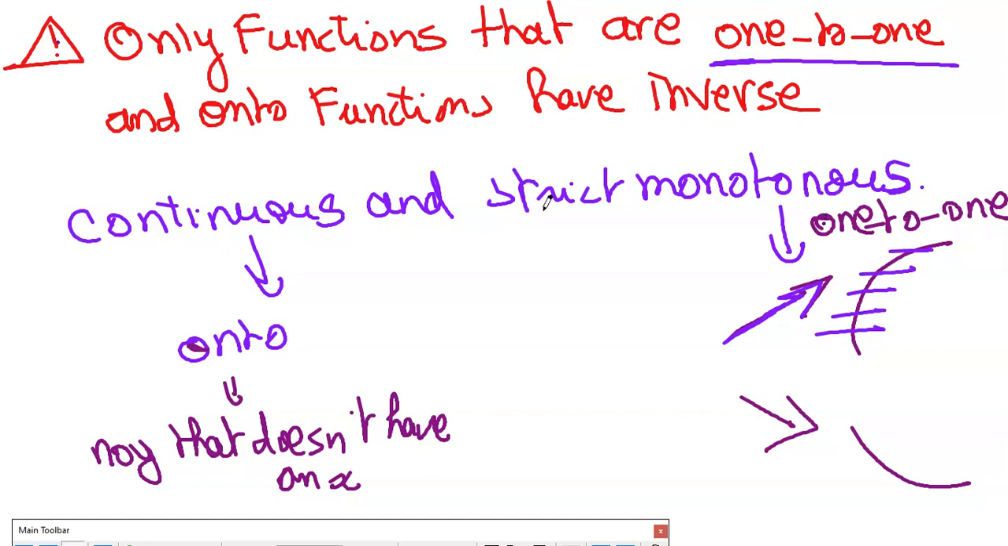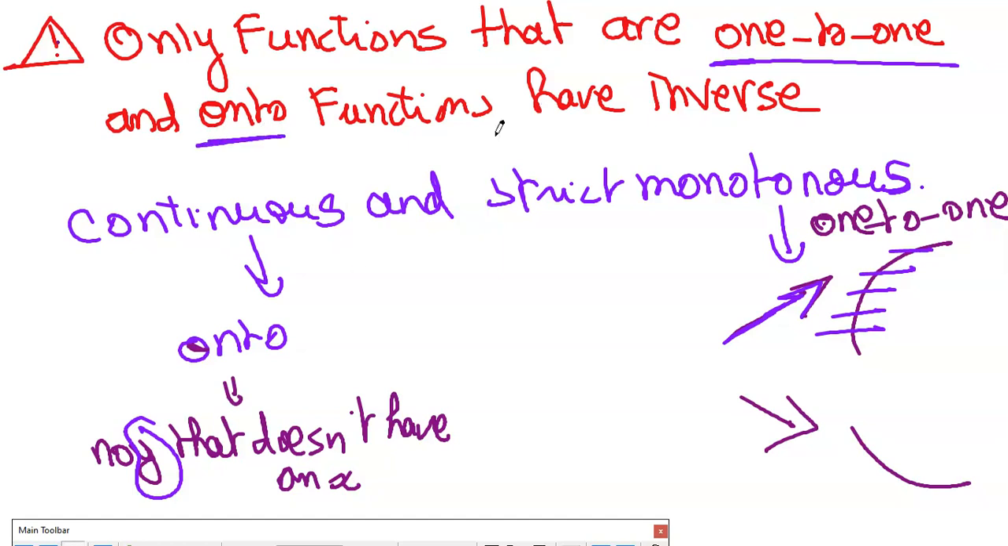So a strictly monotonous function has an inverse, and it should be not just strictly monotonous, but also continuous. What does onto mean? It means there is no y that doesn't have an x. So every function that is one-to-one and onto has an inverse function. If it's not this case, it doesn't have an inverse function.